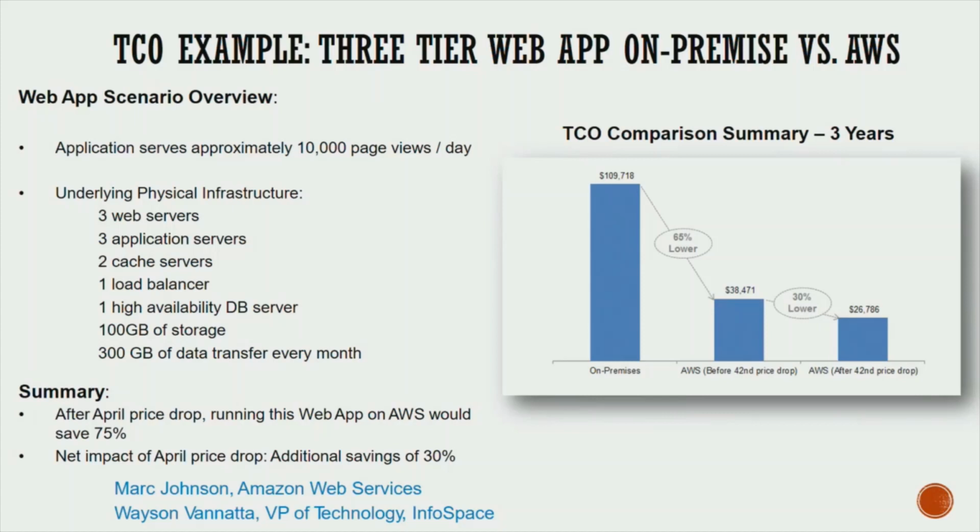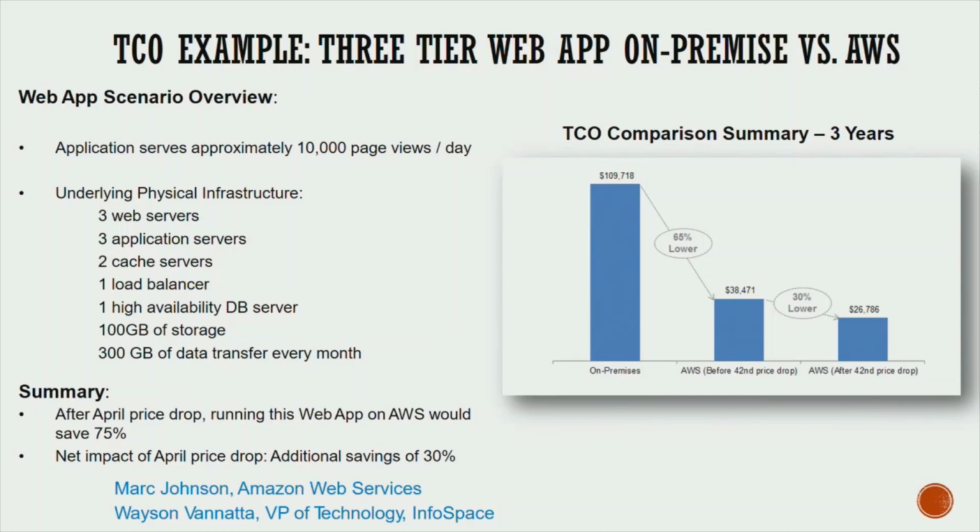So based on that application model and a forecasting model, they used machine learning statistics that says that on your 3-tier application you will not get more than 10,000 page views or 10,000 users per day. Given these 10,000 users per day, they anticipated that you need 3 web servers, 3 application servers, 2 cache servers, 1 load balancer, 100 gigabytes of storage, and 300 gigabytes of data transfer every month.